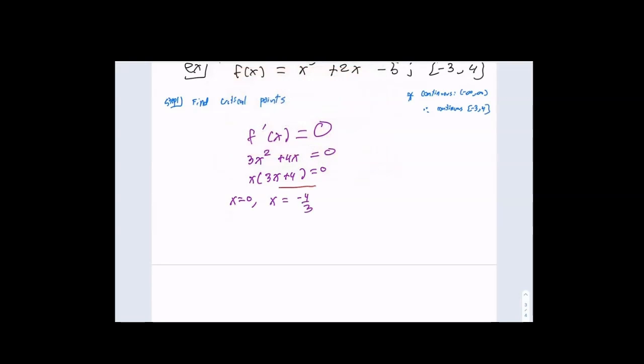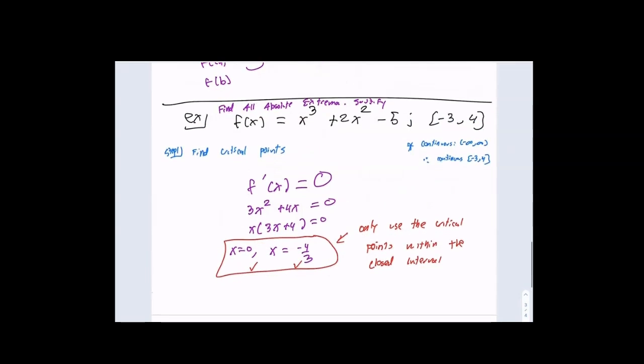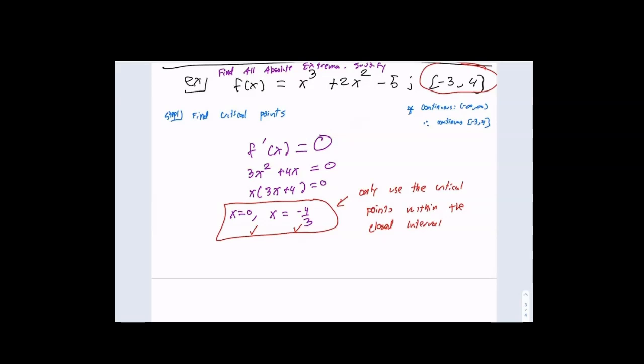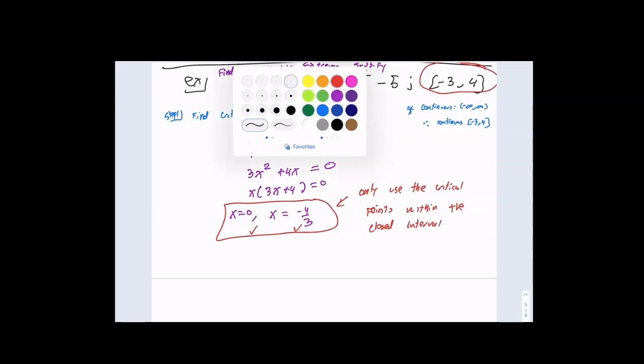Now, disclaimer. Only use the critical points within the closed interval. They're both inside the closed interval, but sometimes you get one that's outside the interval. So for example, if I got an answer that was like x equals 6, I would not use it because I'm looking only for the absolute extrema within this interval. All right. Now, step 2.